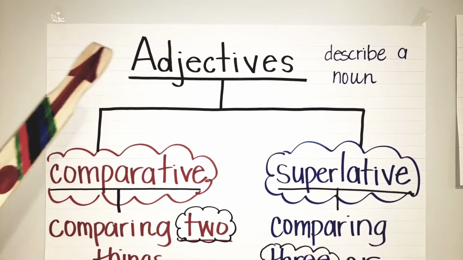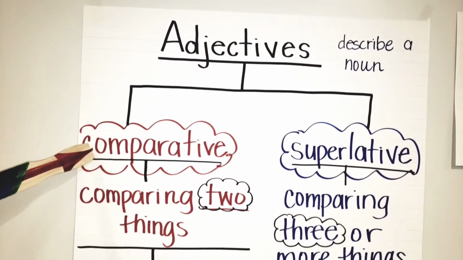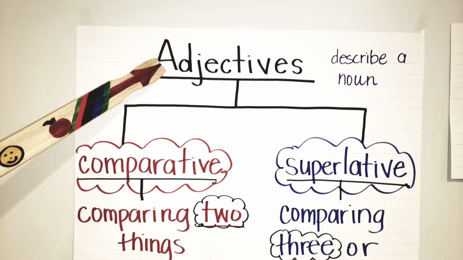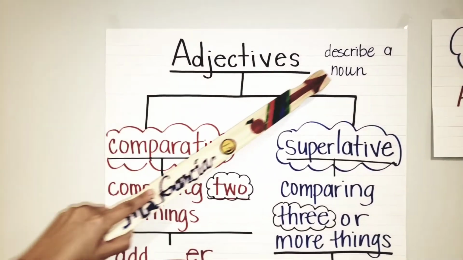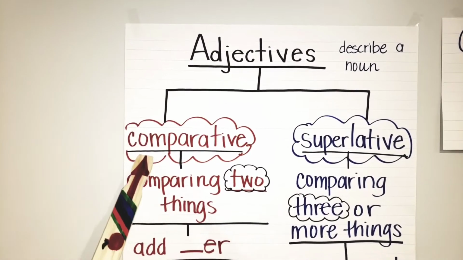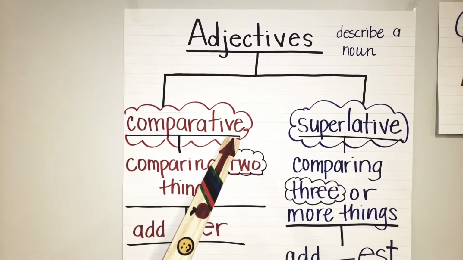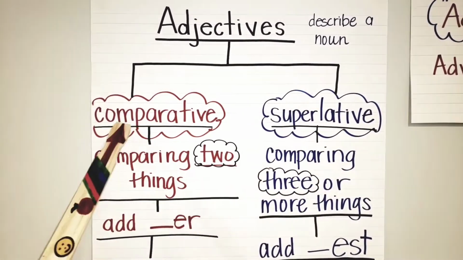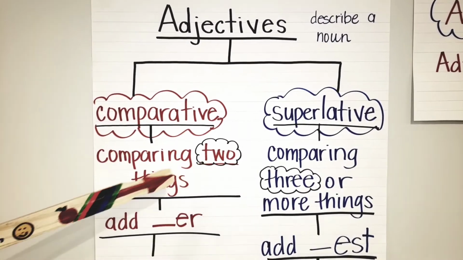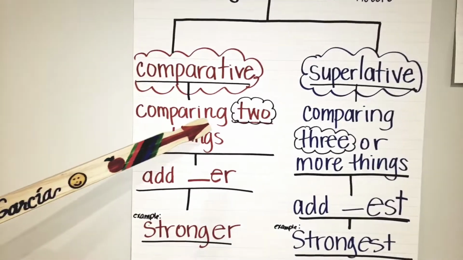Today, we are going to review adjectives, but most importantly, we're going to review comparatives and superlatives. An adjective, boys and girls, is a word that describes a noun. And with adjectives, we have two types that are called comparative and superlative. A comparative, boys and girls, is when you compare two things.